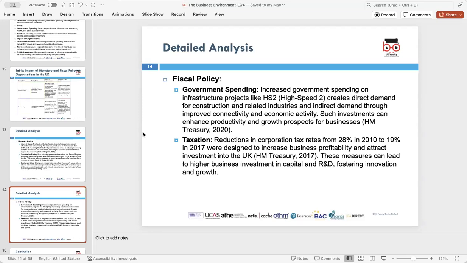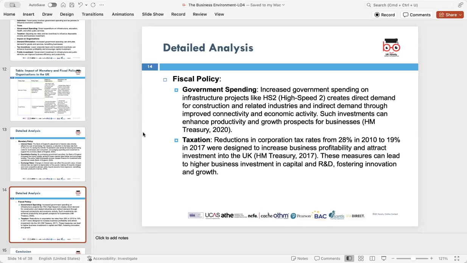Such projects create direct demand for construction and related industries, leading to job creation and economic activity. Additionally, improved infrastructure enhances connectivity and productivity, providing long-term growth prospects for businesses. So, for example, the high-speed train project aims to boost economic growth by improving transportation links, which can lead to increased business efficiency and expansion opportunities.